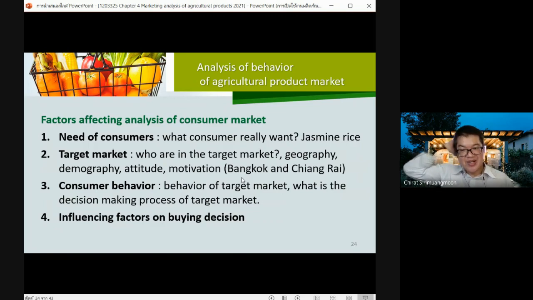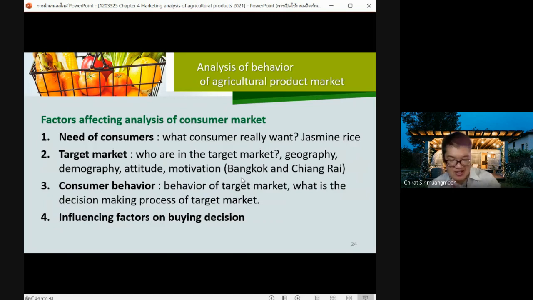Then target market. Who are in the target market? So you can use some information to do targeting, like based on the geography, where they live, demography, so about the age, attitude, and motivation. For example, if you want to target consumers in Bangkok and in Chiang Rai, you might not think the same thing because in Bangkok, they might like some products more and their behaviors or their consumption might not be the same.